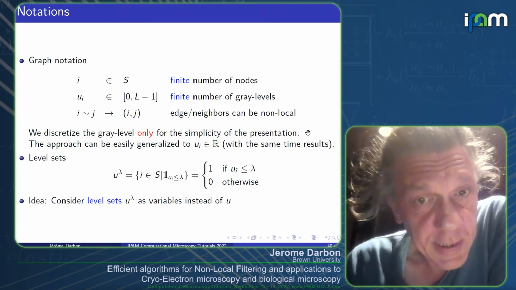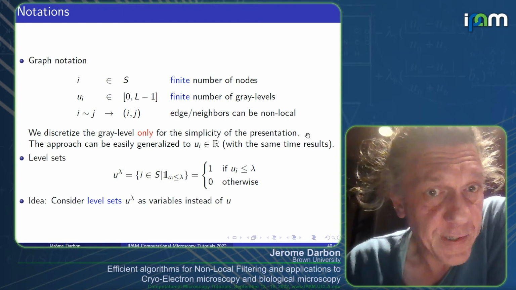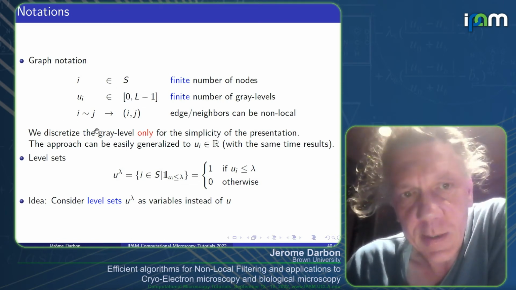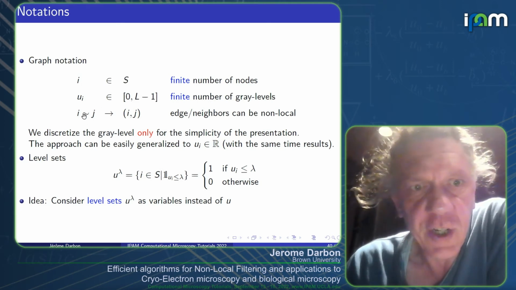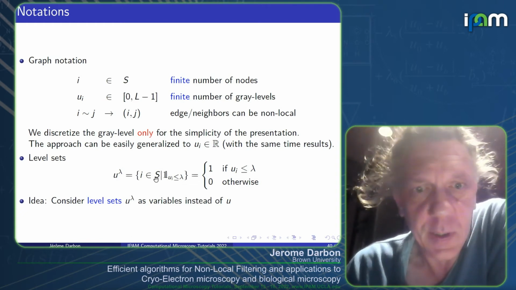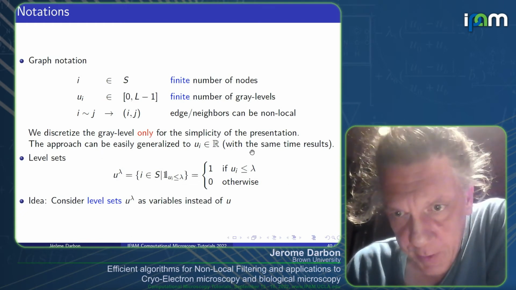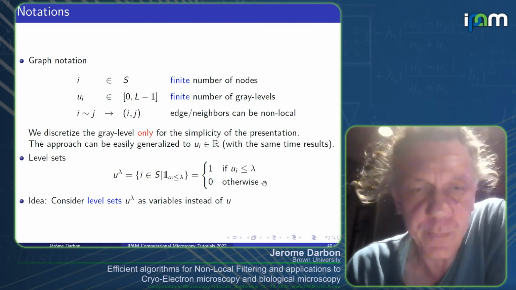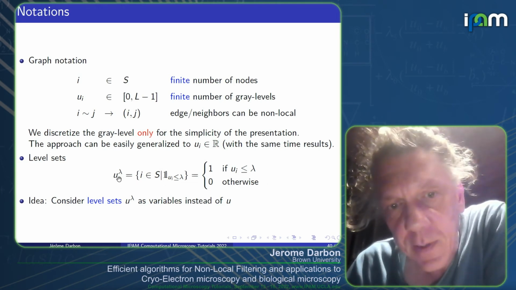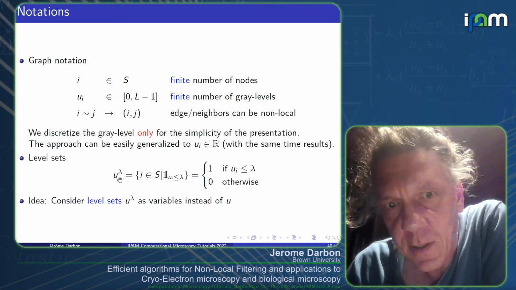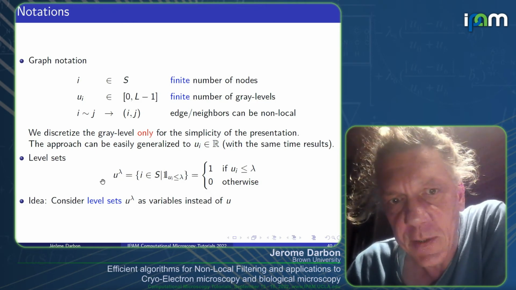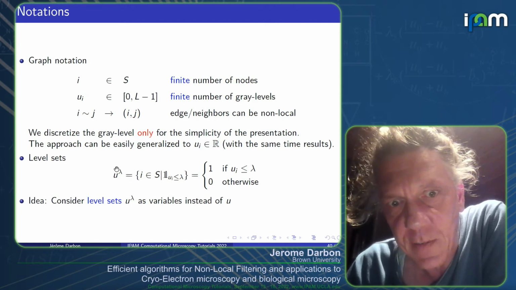But you can easily extend what I'm going to present here when U is a real number. And you are given a set of interactions between any 2 pixels, and then you choose. The key property, the key concept to do the reduction to binary optimization is to introduce the level sets of the image U that is supposed to be the minimizer. So I'm going to consider the level sets of U.